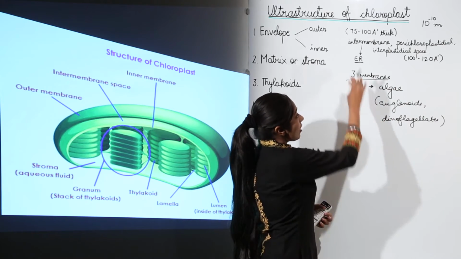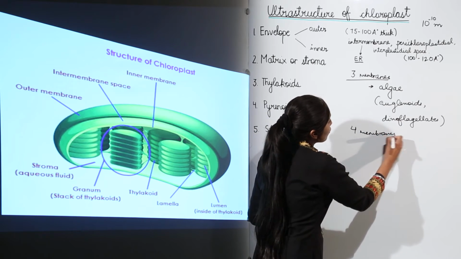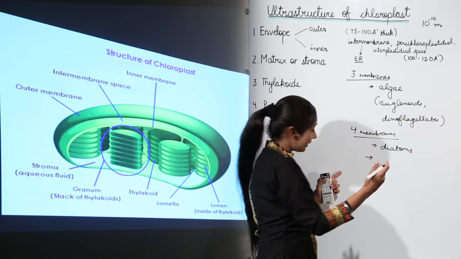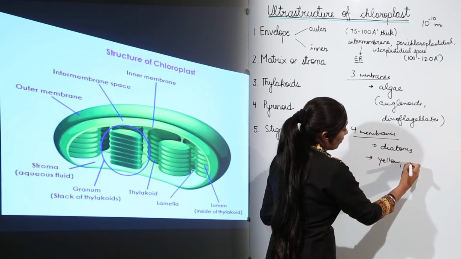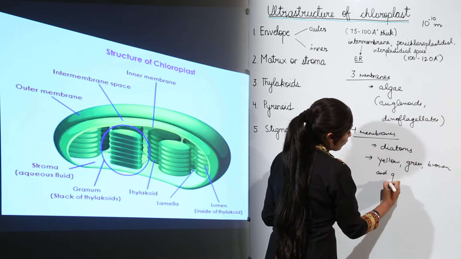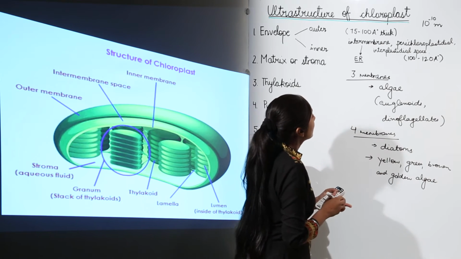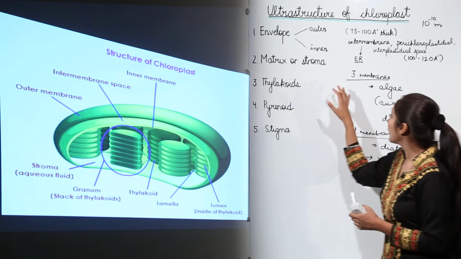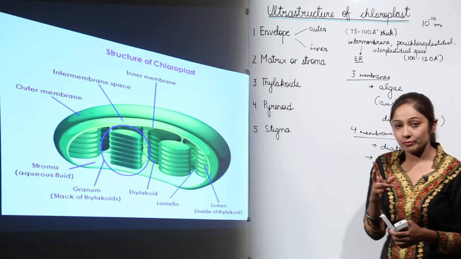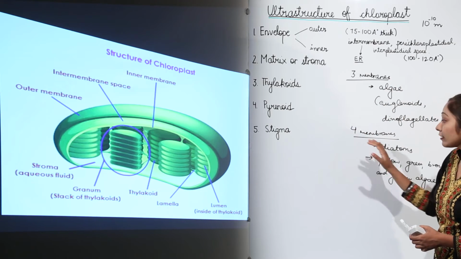Okay. And this envelope can also have 4 membranes in the case of diatoms. Then in certain algae, that is yellow-green, brown and golden algae. Okay. So here you can remember that it is not always the case that the chloroplast contains just 2 membranes. Some exceptions are there. Some algae contain 3 membranes and some also contain 4 membranes.